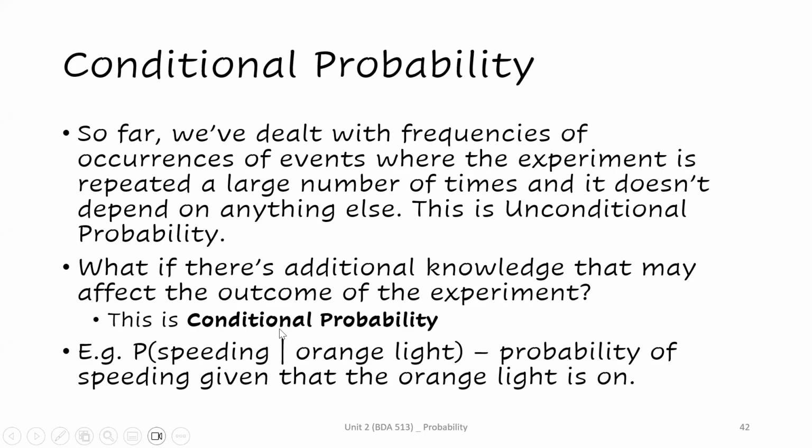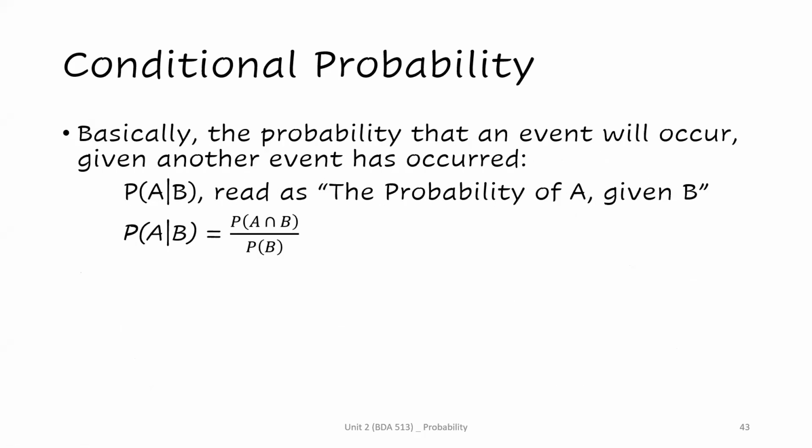It's a symbol for saying something is given. So you know it. Okay. So here for conditional probability, we are looking at the probability that an event will occur, given that another event has already occurred. Because we know that another event has already occurred, we can work out the probability of something happening, something going to occur.